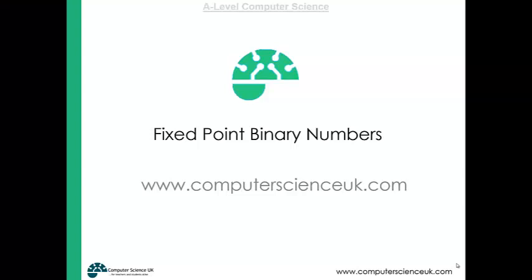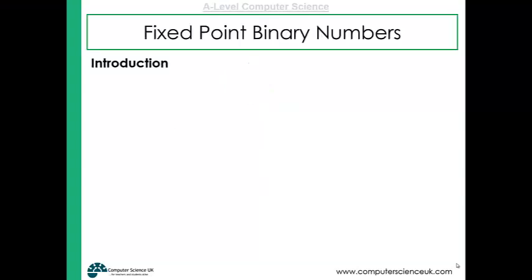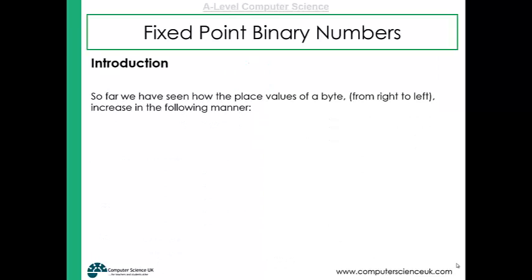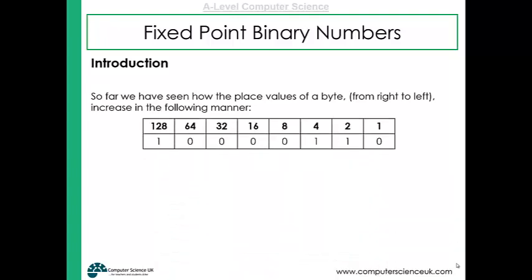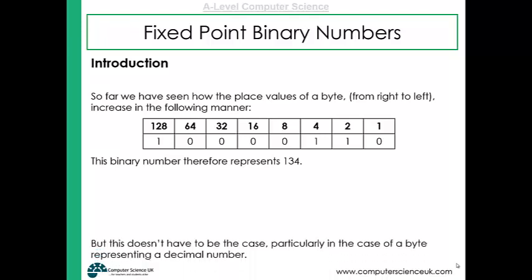In this video we will look at fixed point binary numbers. So we have already seen the place values for a byte, going from right to left, increase in the following manner: 1, 2, 4, 8, 16, 32, 64, 128, doubling each time. So this binary number represents 134 because it's one lot of 128, one lot of 4, one lot of 2 added together. Nice and easy.